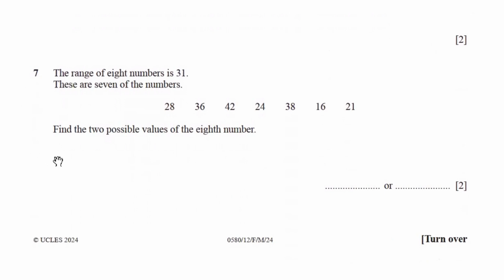Then question 7 says the range of 8 numbers is 31. These are 7 of the numbers. Find the 2 possible values of the 8th number. What we need to do first is rewrite these numbers in ascending order. So we start with 16, which is the smallest number, then 21, 24, 28, 36, 38, and 42.